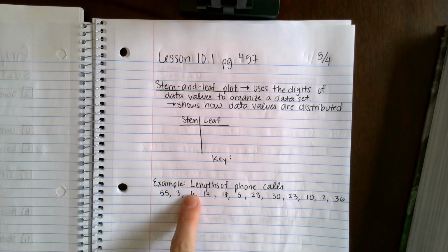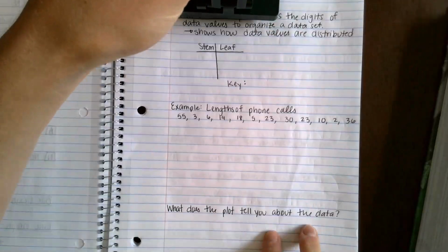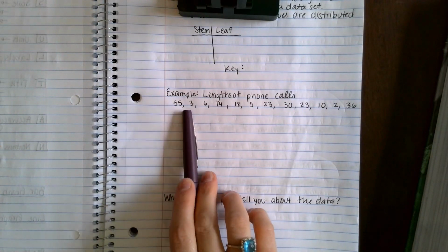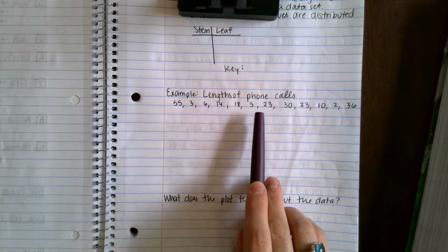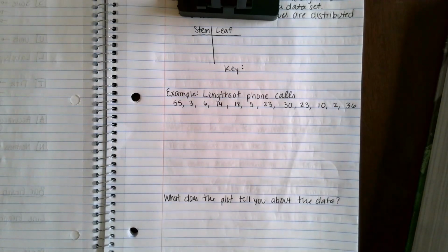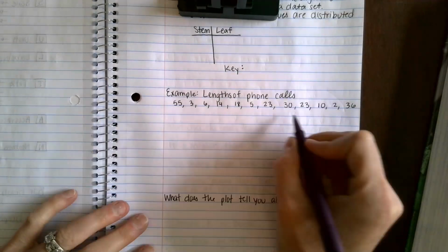If we're talking about an example of lengths of phone calls, so these would be number of minutes of phone calls. We have 55, 3, 6, 14, 18, 5, 23, 30, 23, 10, 2, and 36. So what you do is you first need to put the data in order from least to greatest so you can easily put it into a stem and leaf plot. So let's put it in order from least to greatest.